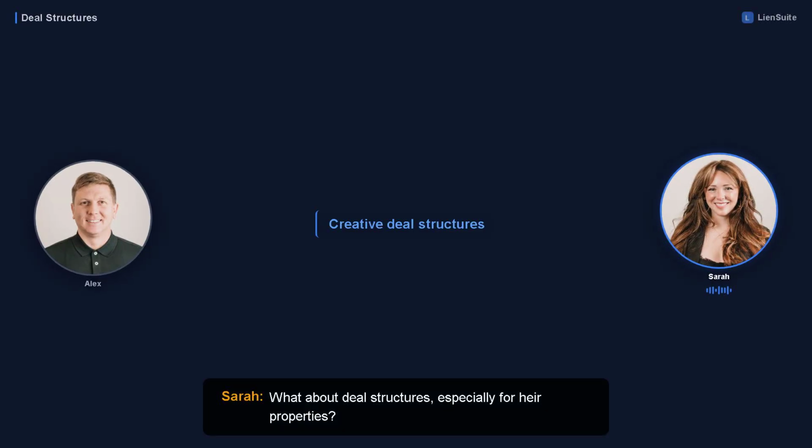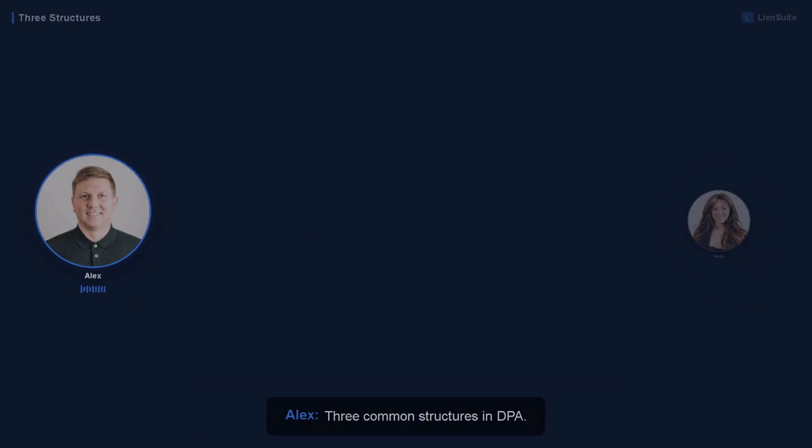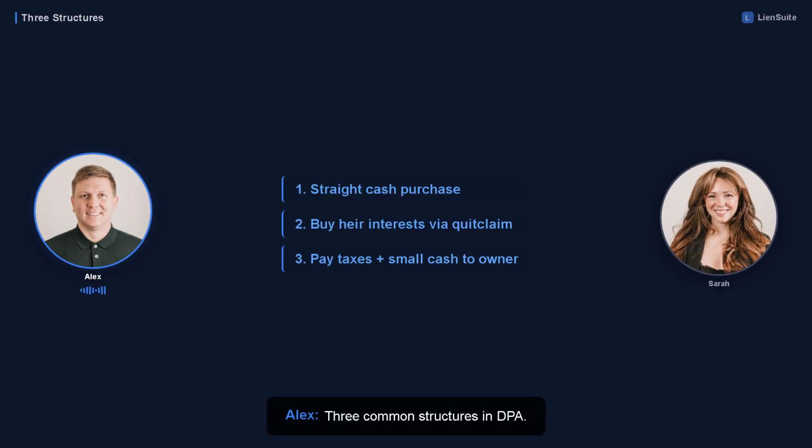Love that. Now, what about deal structures, especially for heir properties where you're buying from multiple people? There are 3 common deal structures in DPA. First, a straight cash purchase. You buy the whole property from one seller, simple and clean. Second, for heir properties, you buy each heir's fractional interest individually through quitclaim deeds. You might pay each heir a portion of the total price. This is where Logan Fulmer says the biggest discounts live, because most investors won't deal with multiple parties.